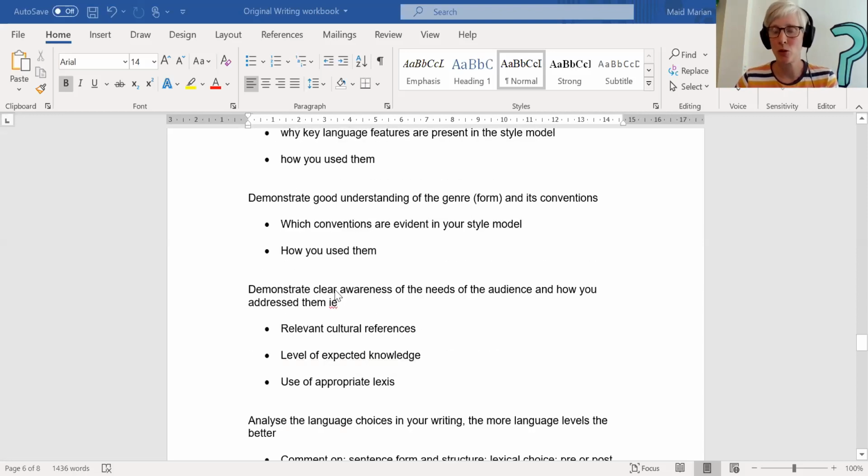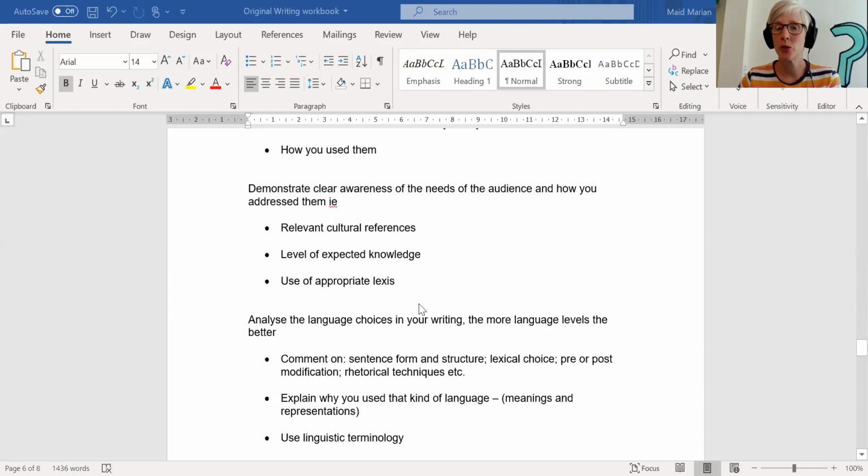Really important to talk about genre. Genre and form are pretty much the same thing. So genre is the type of text you were having a go at writing, that you understand the conventions, and whether you used the same conventions as your style model, but obviously for a different purpose, different audience, different topic, and explain how you did that. Or if you used slightly different conventions of your format than the style model, why you chose those.